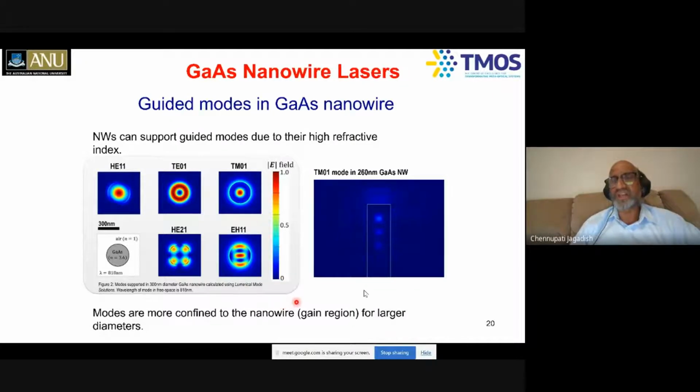Here is an example of the TM01 mode propagating through a gallium arsenide nanowire, which is about 260 nanometers in diameter. We've also looked at a wide variety of other modes, which I will come back to and share with you.